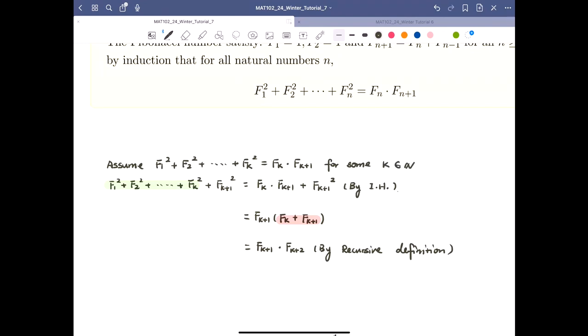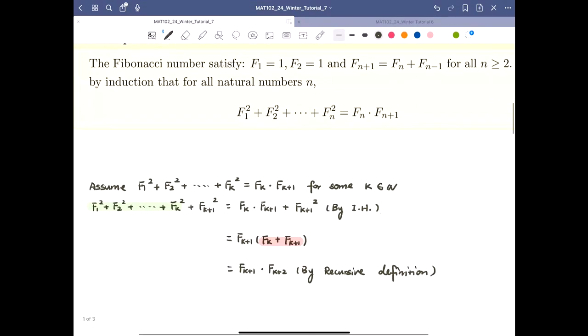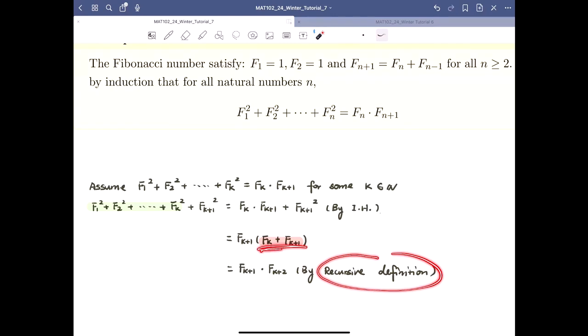Do I need the restriction for k? Why not? Because it works for all natural numbers. For example, F1 is defined as 1 for all natural numbers. Also, the only place you use the recursive definition is right here. So as long as k is greater than or equal to 1, we're good. You check where you use the recursive definition, because that's where the restriction is. Since k is already greater than or equal to 1, we don't need to add a restriction.